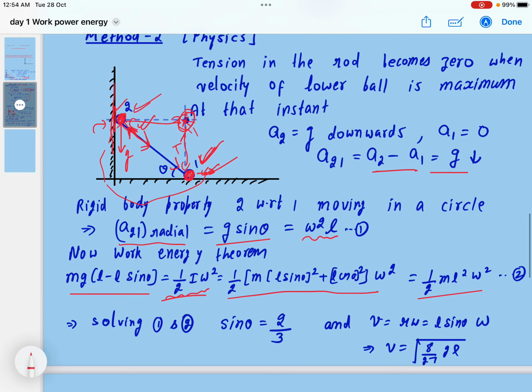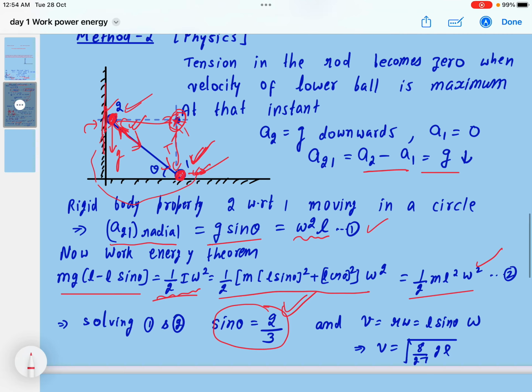So solving equations 1 and 2, what am I getting? Sin theta, again I am getting 2 by 3. Right? Now once we get sin theta 2 by 3, velocity of ball 1 I can write, v is equal to r omega, by the circular motion method. V is equal to r omega, about the IAR, circular motion formula. V is equal to r omega, L sin theta into omega. So what are we getting, beta? Same answer we are getting as we were getting mathematically, right?